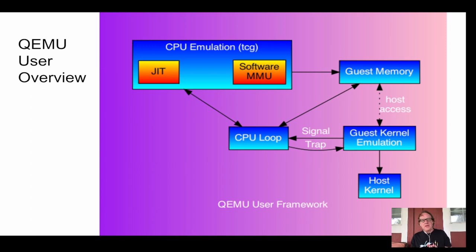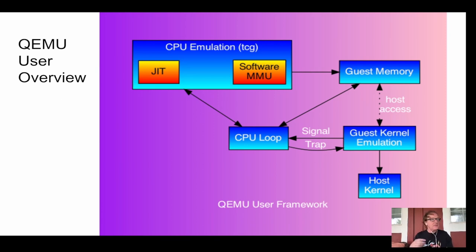So, if you remember the system overview, it had the CPU emulation talking to basically simulated hardware. Here, the CPU emulation talks to what we call the SMMU, the software MMU, which handles mapping host addresses to guest addresses. And the just-in-time compiler takes the sequences of instructions and converts them to sequences of host instructions.